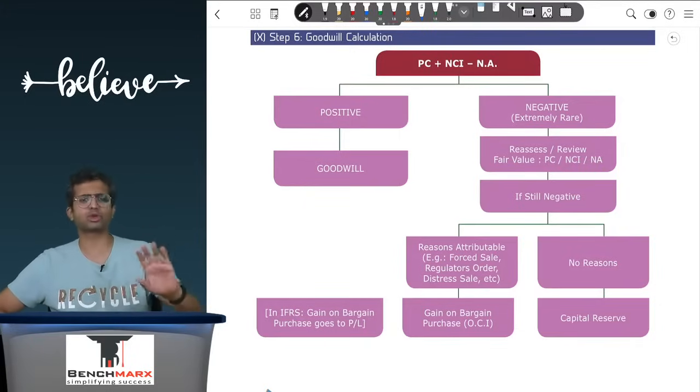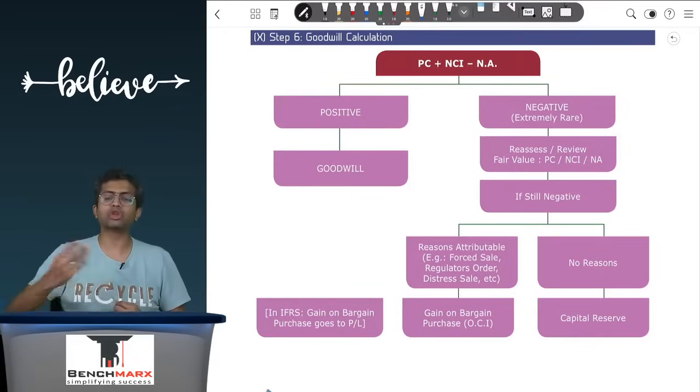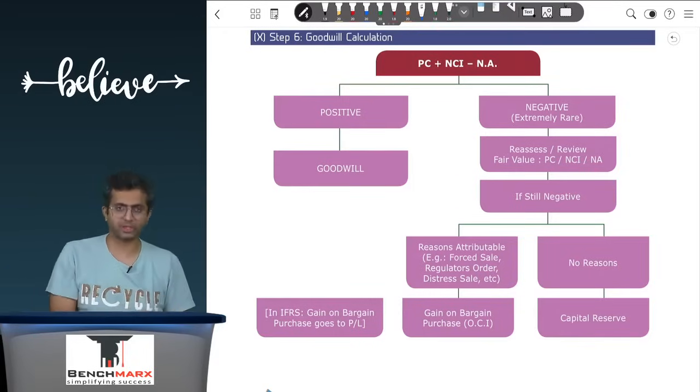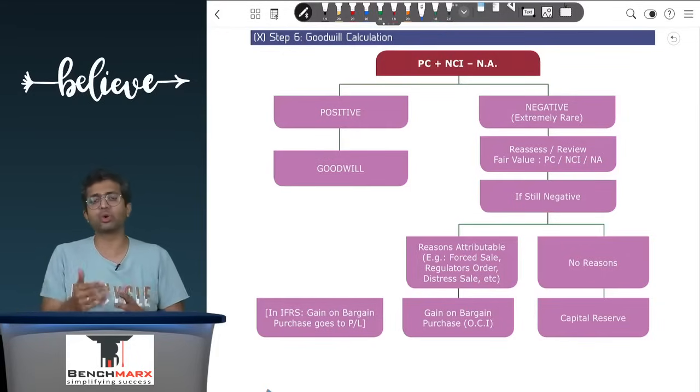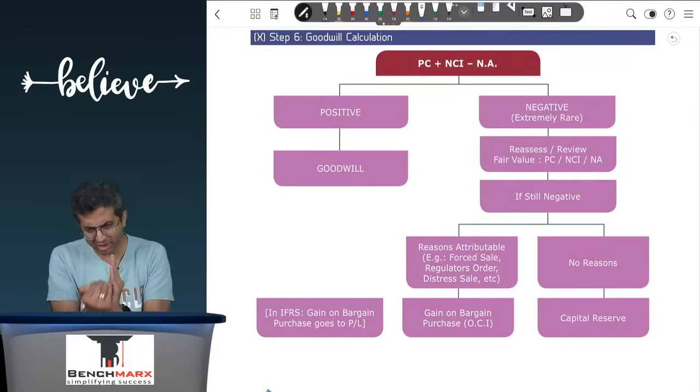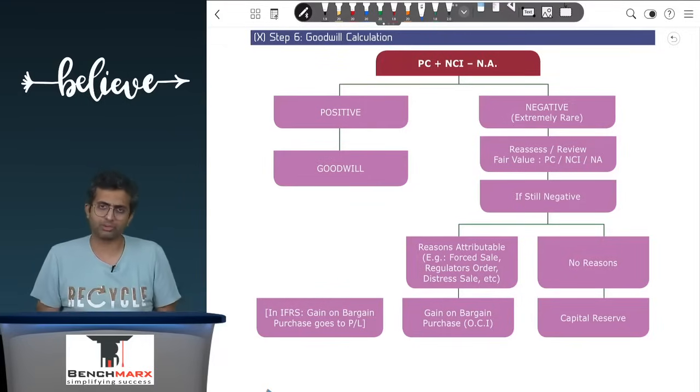Under Ind AS, just for your knowledge, if this was IFRS, the gain on bargain purchase is allowed to be shown in the profit and loss. However, Ind AS believes that that is very aggressive accounting and hence it requires it to be shown as a part of other comprehensive income and then accumulated into the capital reserve.